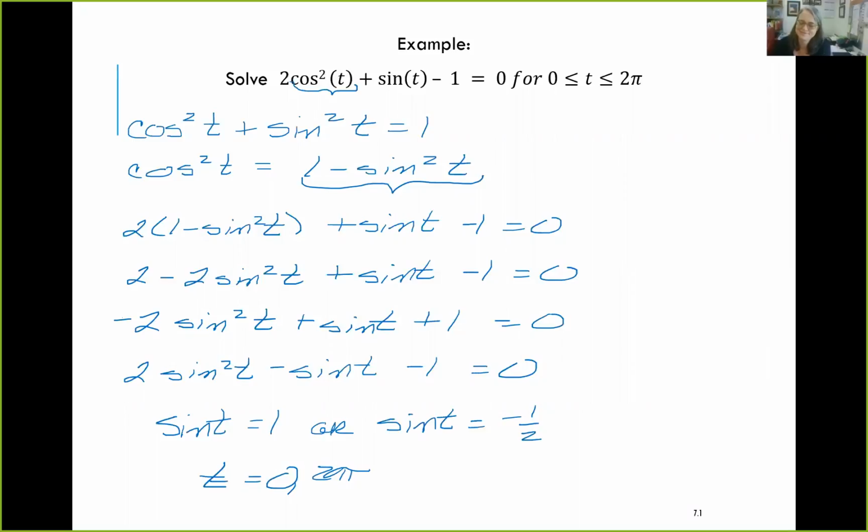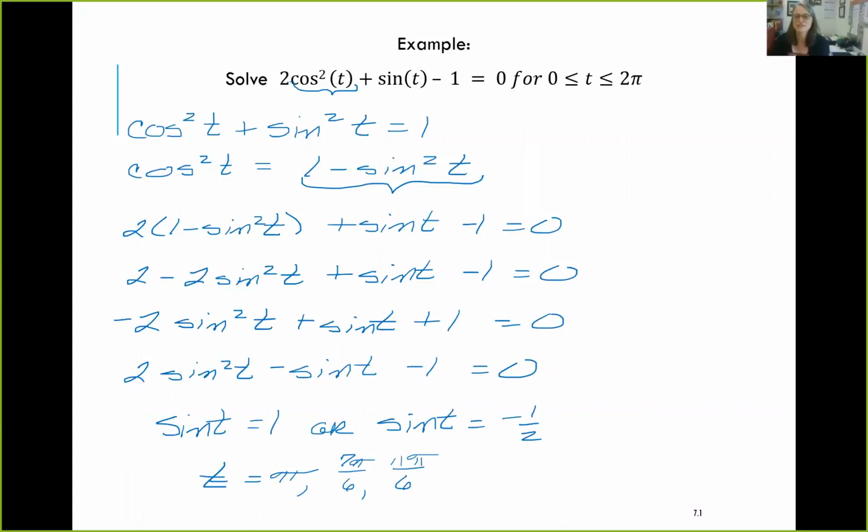No, that's not right. Where does sine equal 1? Sine equals 1 at pi over 2. And where does sine equal -1/2? Sine equals -1/2 at, those are right, 7 pi over 6 and 11 pi over 6.